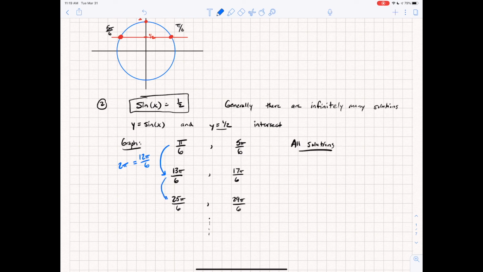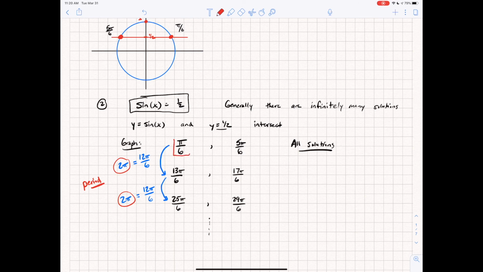What's the change here to here? Look at the numerators again. That changes another 12 pi technically over 6, which is another 2 pi. What does 2 pi represent? Why is this so significant? This represents the period. Right? The graph cycles through every 2 pi.